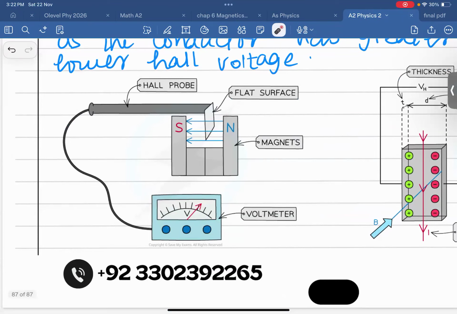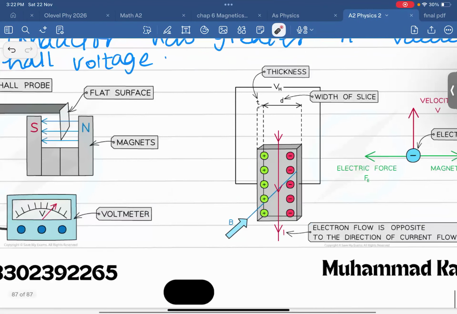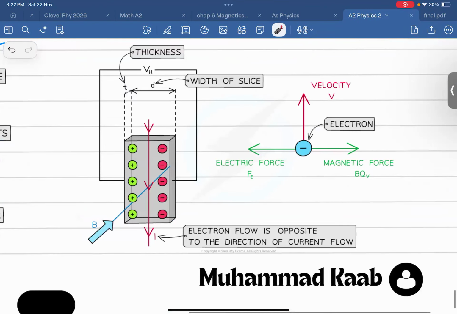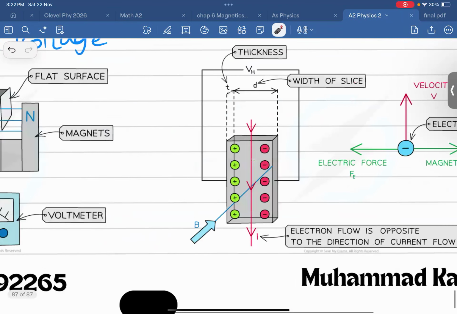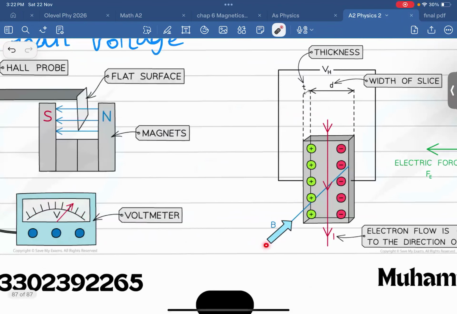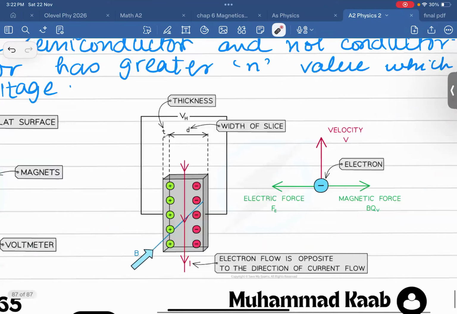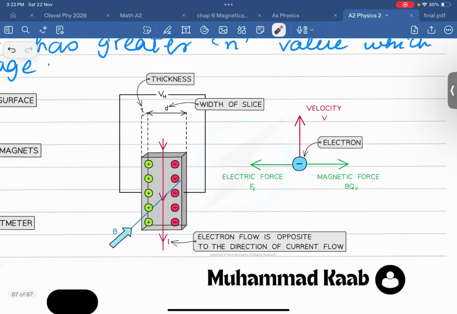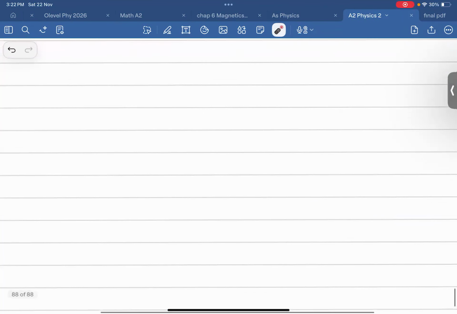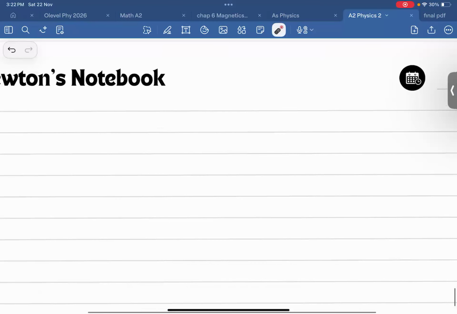So this is the first concept, but the point of interest right now is this flat surface. Imagine that this is that flat surface, and the magnetic field is going from north to south, like this. So what will happen is basically, or let me just draw one for you. I think it would be helpful for you to understand.